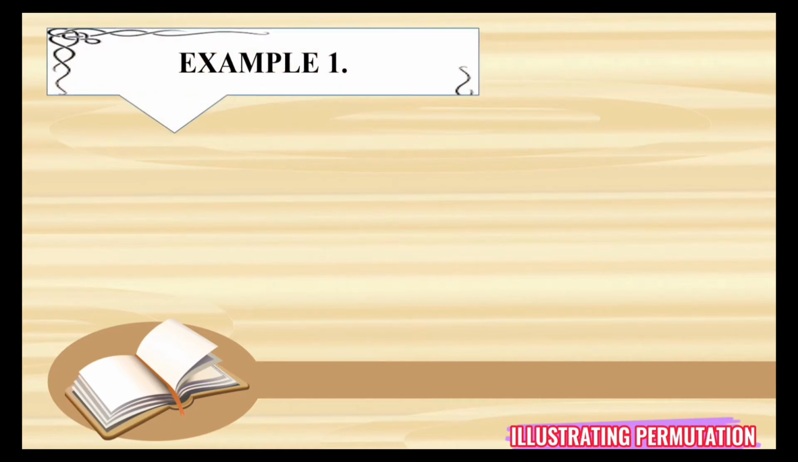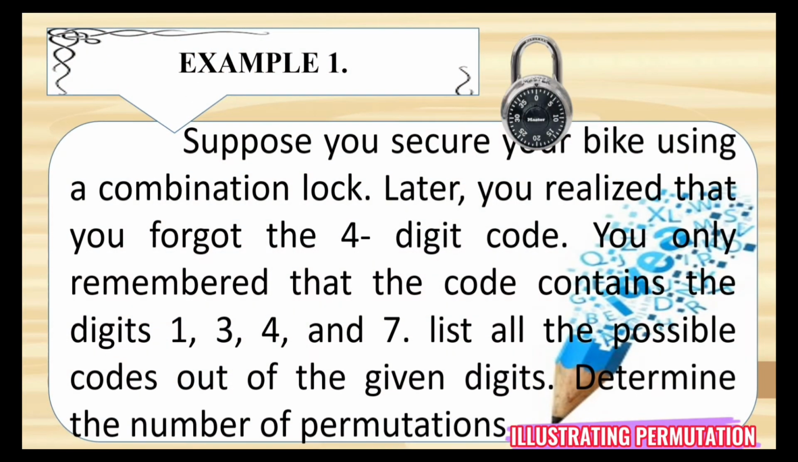Let's take a look at this example. Suppose you secure your bike using a combination lock. Later, you realize that you forgot the 4-digit code. You only remembered that the code contains the digits 1, 3, 4, and 7. List all the possible codes out of the given digits. Determine the number of permutations. To answer this problem, we can use any of the 4 counting techniques.